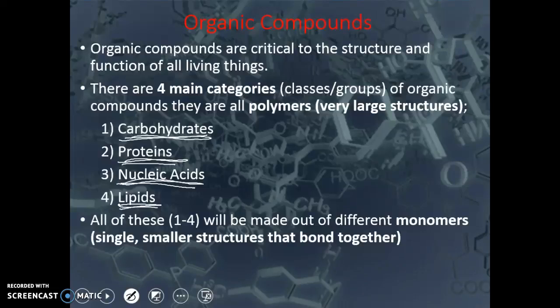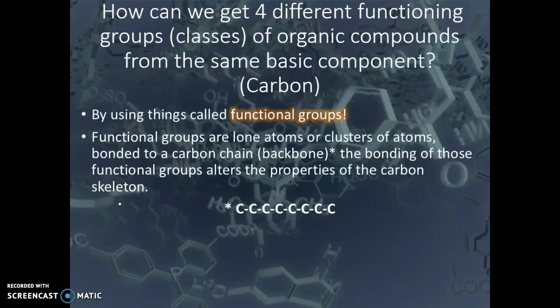They're all made out of different monomers, which are smaller structures that bond together to produce polymers. So if we are trying to get these long chains of carbon to have different jobs, what we do is we add what's called a functional group onto that organic compound. If we have a long chain of carbon, we sometimes call that the carbon backbone. We can add a functional group like a phosphate, and now that's a nucleic acid.